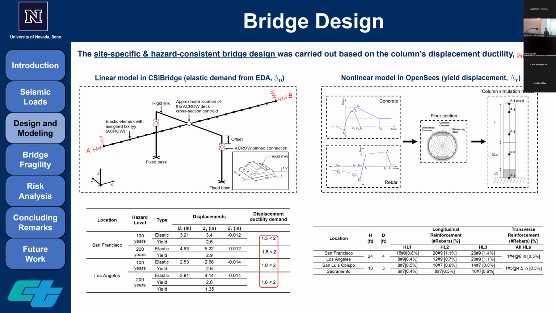But then you did consider these calculations in both directions? Yes, it's both directions. So this is for U X and U Y, and the capacity for the yield is the same in transverse and longitudinal.